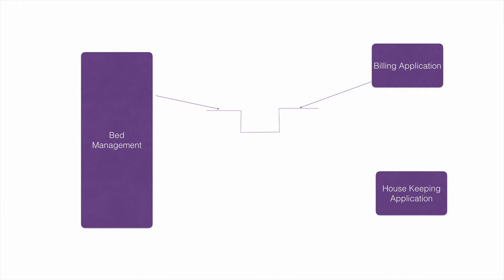For example, going back to our hospital management system, our bed management application can publish a message to a topic, and there could be multiple applications like billing application, housekeeping application, which can listen to that topic or subscribe to that topic and retrieve the message. All these applications will get a message. The billing application can calculate how much the patient has to pay. The housekeeping application can come in and clean the room and the bed.